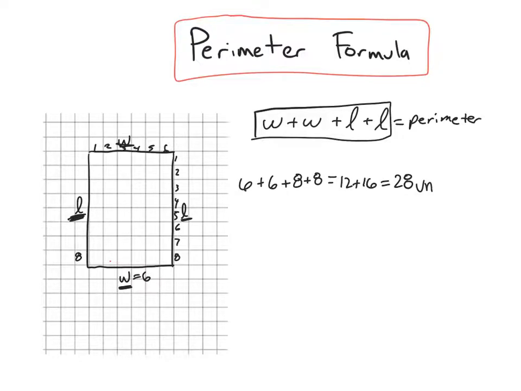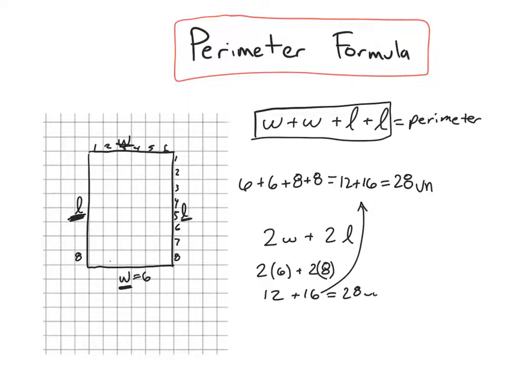So since we know that there are two widths and two lengths, we could also write this formula as 2 times the width plus 2 times the length. Now if we do that for this formula with the same example, we could do 2 times 6 plus 2 times 8. And if we did that, it would just be 12 plus 16, kind of like what we did up here. And we get the same answer of 28 units.